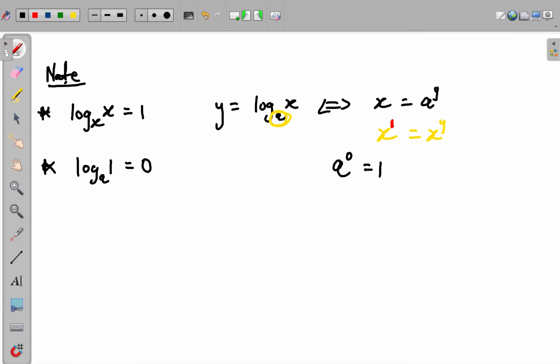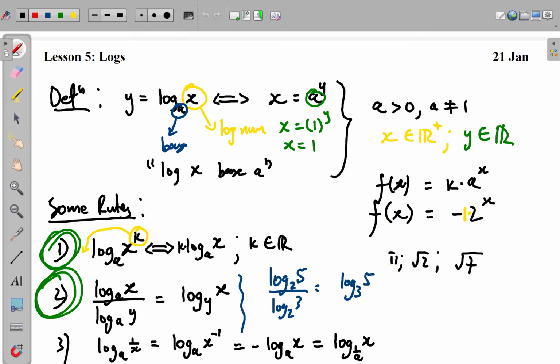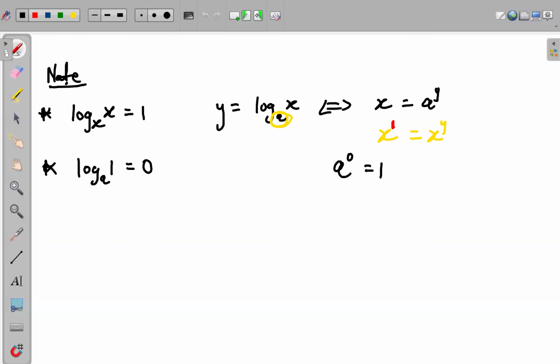A few things you also need to be aware of: as I said, we don't want the negative exponent for the base. In fact, we also don't want the 0 exponent for the base. Let's go back to the definition here. I said a must be strictly greater than 0 and a must be different from 1. So that is another way of saying a cannot be 0 and a cannot be negative. So please beware that in the context of logs, log x base 1 has no meaning. It means nothing.